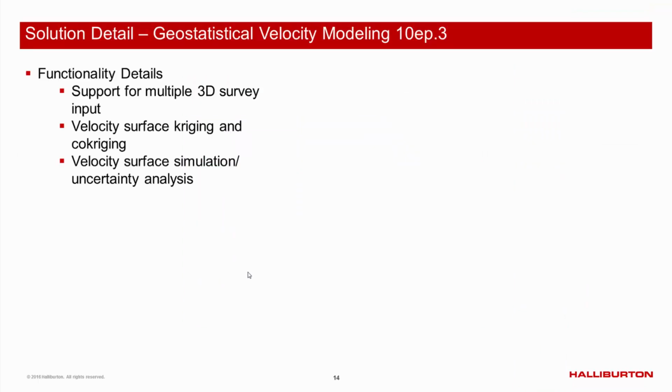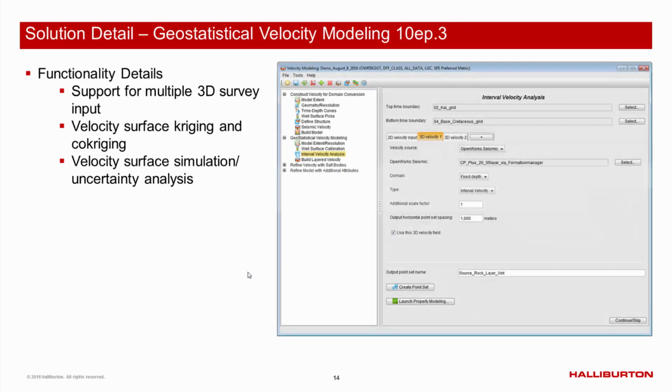Okay, now moving on to the third of our four big features, the geostatistical velocity modeling. And again, this is very good to build the best velocity model possible when you have a limited amount of data. Okay, we're building these giant models with only a little bit of data. Okay, a big thing that we've done here is we've now allowed the support of multiple 2D and 3D seismic survey inputs. Previously, we could only use one survey as input.